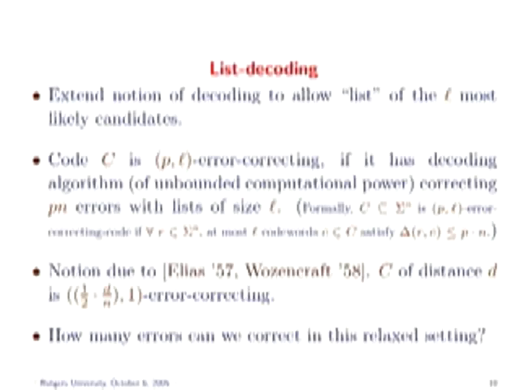One thing we can do is, at least mathematically, we can re-examine this question of whether at this stage we should throw up our hands and say we cannot recover any information. Or say, well, maybe there's some weak notion of recovery that we can expect and work with. And one such weak notion, proposed in the 50s due to Elias and Wozencraft, was that of list decoding.